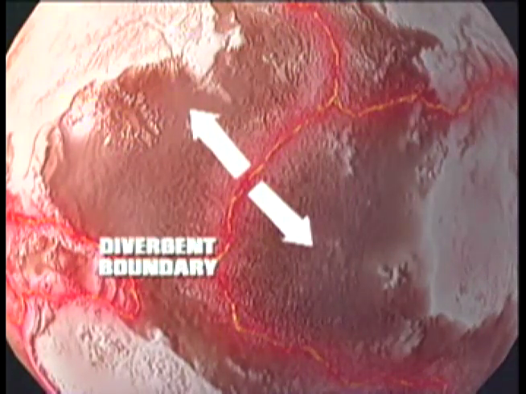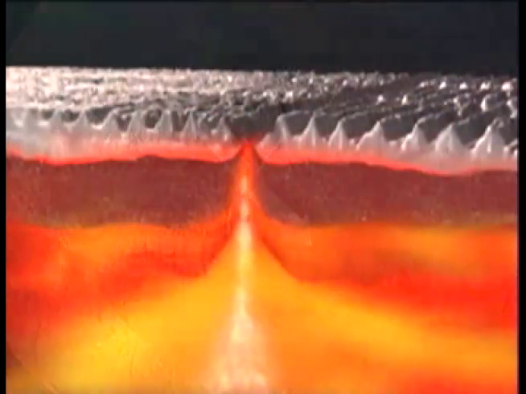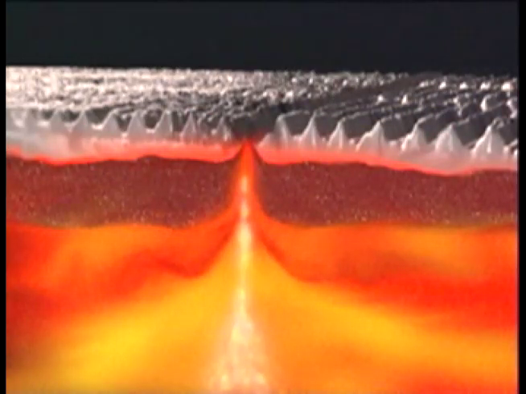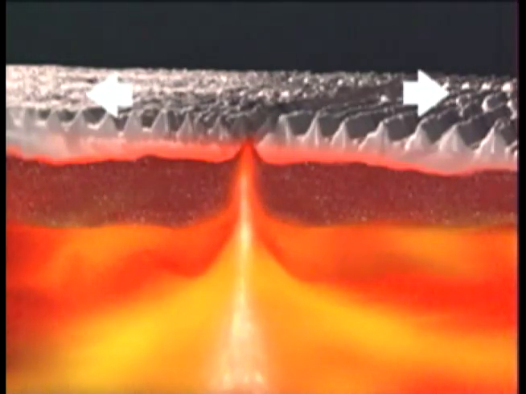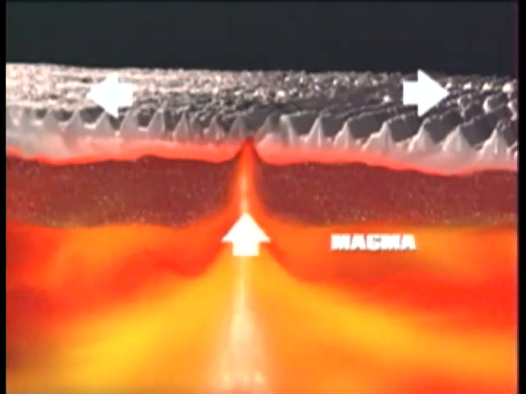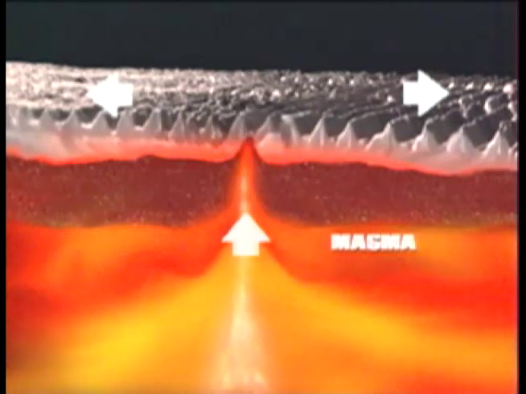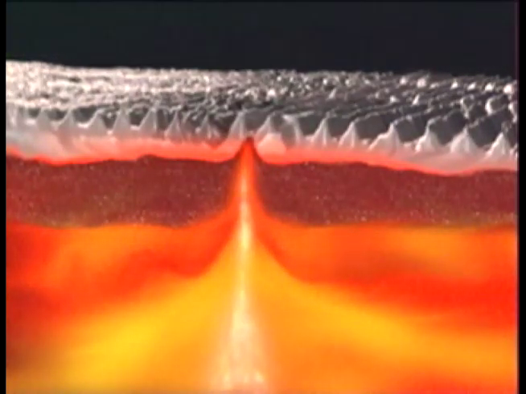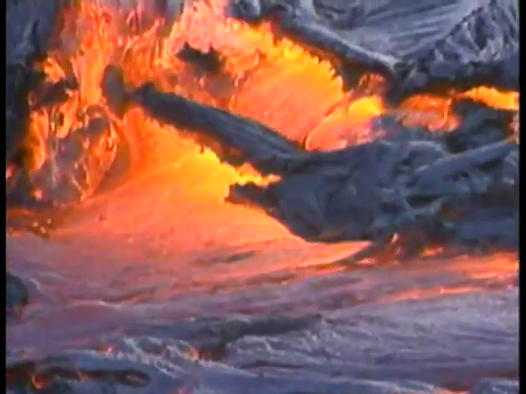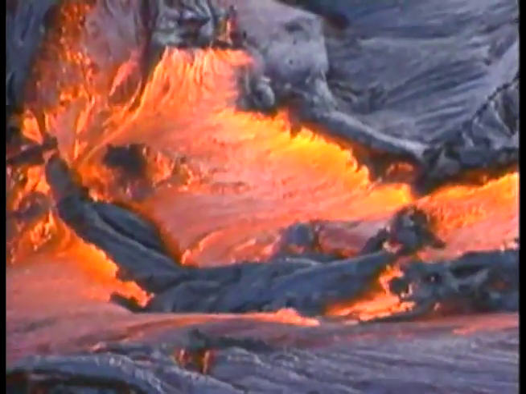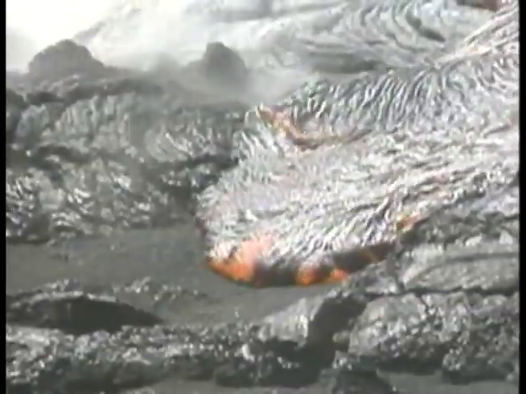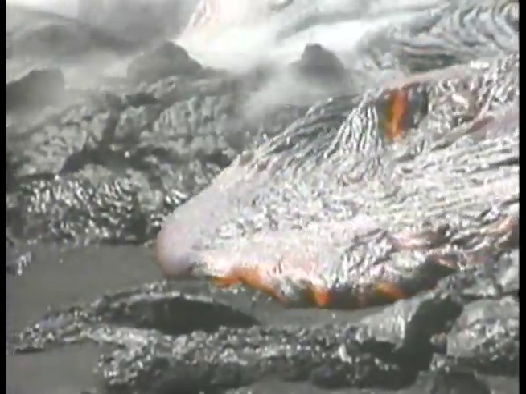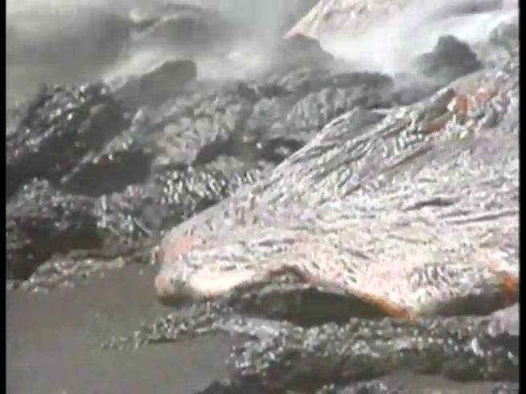Most divergent boundaries are located below oceans. This is a cross-section of a divergent boundary located below the Atlantic Ocean. Scientists have discovered that as the plates move apart, hot liquid rock called magma rises from the Earth's mantle. The magma rises because it is lighter than the surrounding material. Magma is the name we give lava before it erupts from volcanoes, as it is doing here. And just as this lava is doing, magma hardens into rock when it cools.